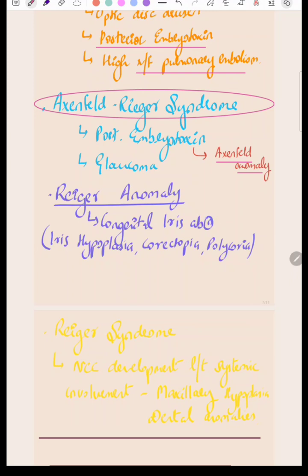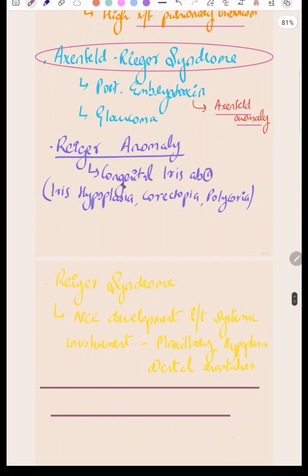Along with this, if there are congenital iris abnormalities, then it is known as Rieger anomaly, that is, iris hypoplasia, corectopia and polycoria. Rieger syndrome is when these involve the systemic features also, where neural crest maldevelopment leads to systemic involvement like maxillary hypoplasia and dental anomalies.